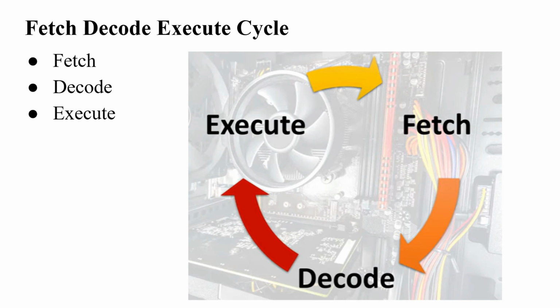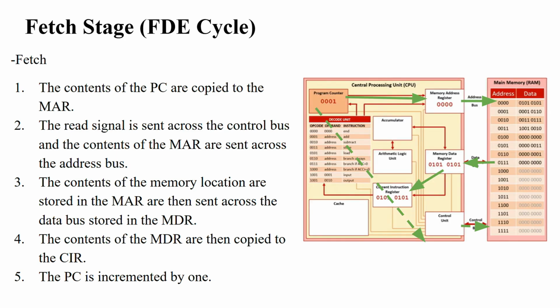The fetch, decode, execute cycle. We start by fetching, then decoding, and then executing. This is a critical part of our specification, and you need to know it, and you need to know how the CPU interacts with this. So the program counter contents are then sent to the memory address register. The contents of the memory address register are sent along the address bus to the relevant address. So you see here 000 to 000.